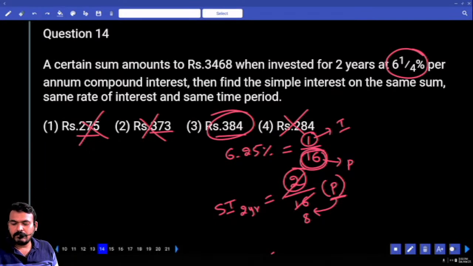What is the 1 year interest? 1 part. 2 years interest? 2 parts. Then we require 2 by 16. 2 by 16 means 1 by 8. Then the answer must be a multiple of which one? 800.